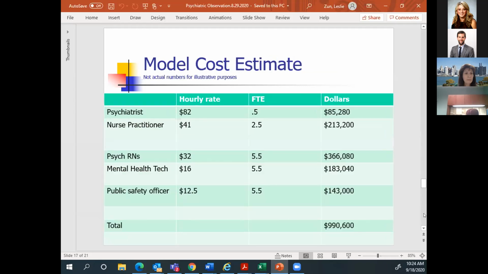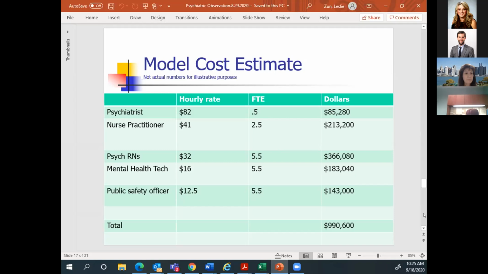If you look at cost estimates, depending on your location, the psychiatrist may make significantly more than this. You only need a psychiatrist about half time, a nurse practitioner about $40-some an hour plus benefits, and you need about 2.5 of them. Now, what this is based on is you probably don't need a provider there, a psychiatrist or nurse practitioner, 24/7, but probably more like 18 or 20 hours a day, because most of your patients will need at least one psychiatric evaluation, if not 2, and you can schedule those. You'll need psych nurses, a psych tech, and a public safety officer. And this is based on a one-to-one psych RN and mental health worker. So your expenses, and this doesn't have all the overhead expenses, is about $1 million.